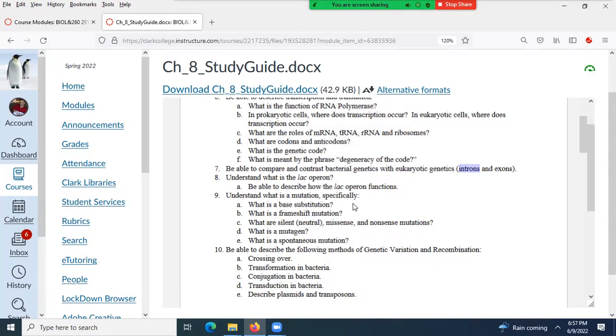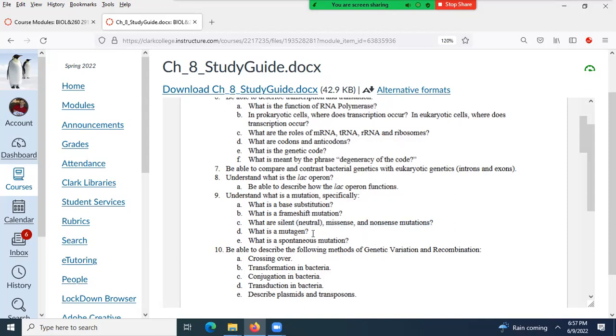Understand what a mutation is, know what is a base substitution, what is a frame shift mutation, what's a silent mutation, a missense mutation, and a nonsense mutation. And you should realize that all three of these are a base substitution. Okay. You should also discuss what is a large mutation, a macro mutation. That's not on here. I should put that on here.